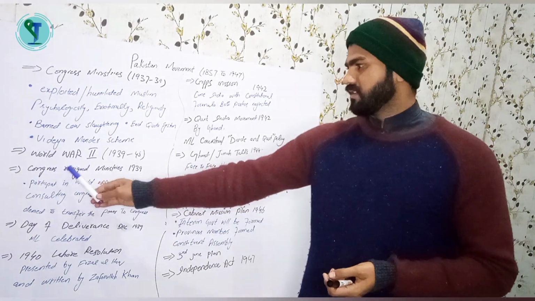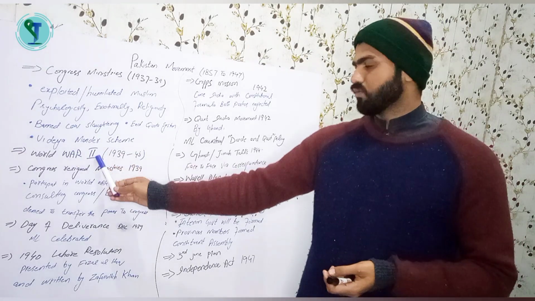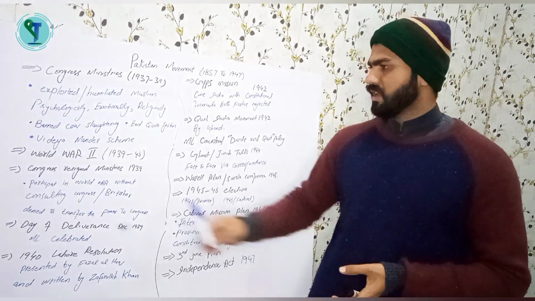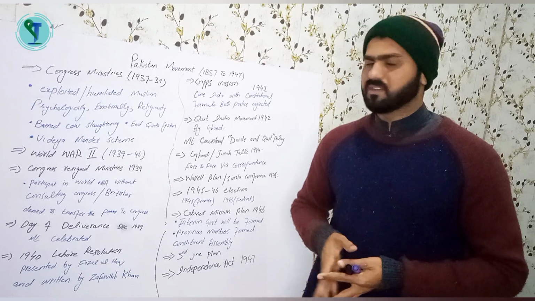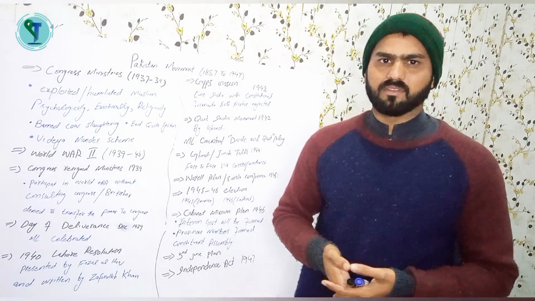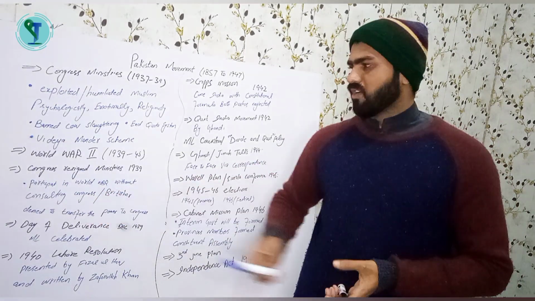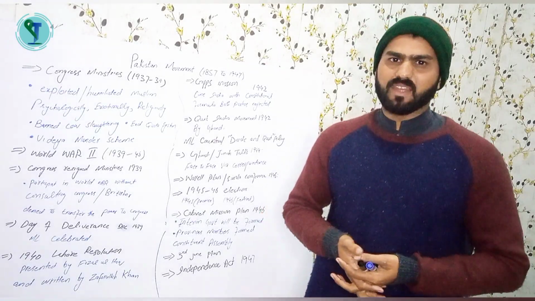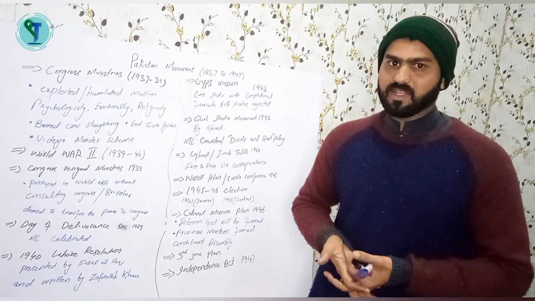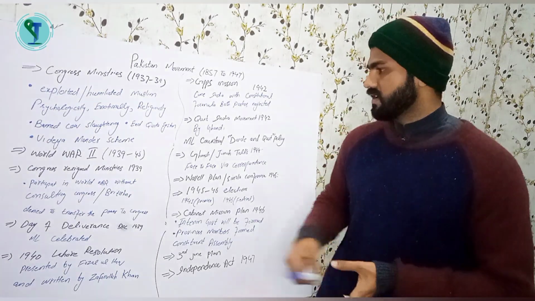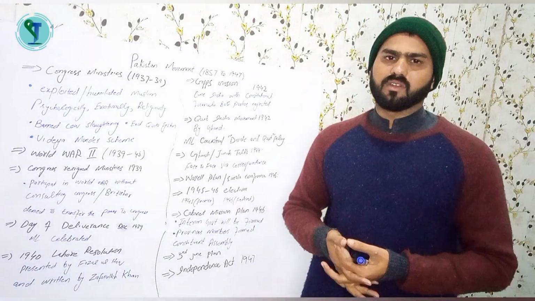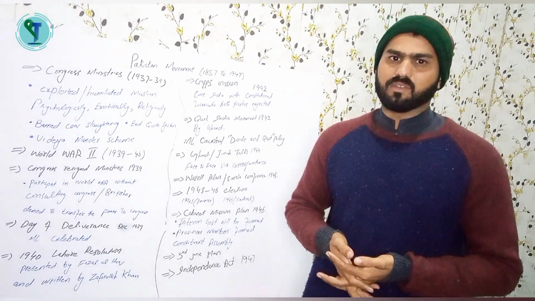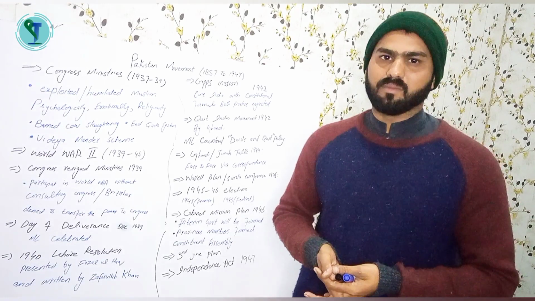Then World War II started in 1939 and ended in 1945. In 1939, Congress resigned from the ministries. There were several reasons. The two main reasons were: Congress asked the British why they involved India in the World War without consulting the largest political party in the subcontinent. And second, Congress asked the British to transfer power, but the British denied it. In this situation, Congress retaliated and resigned from the ministries.